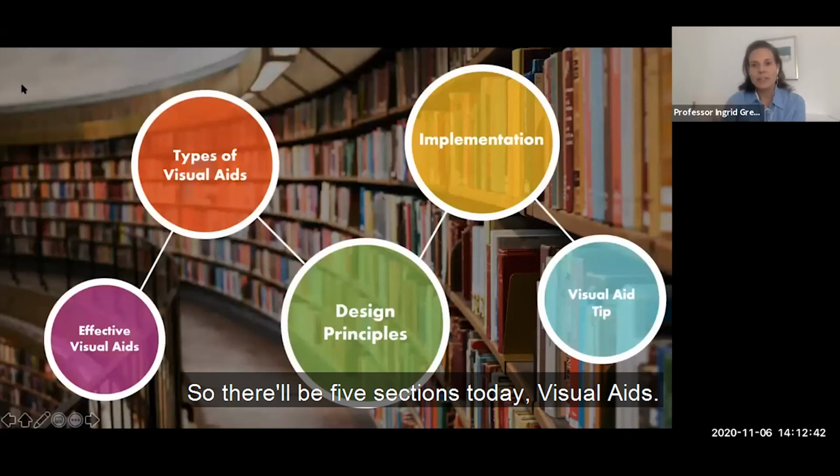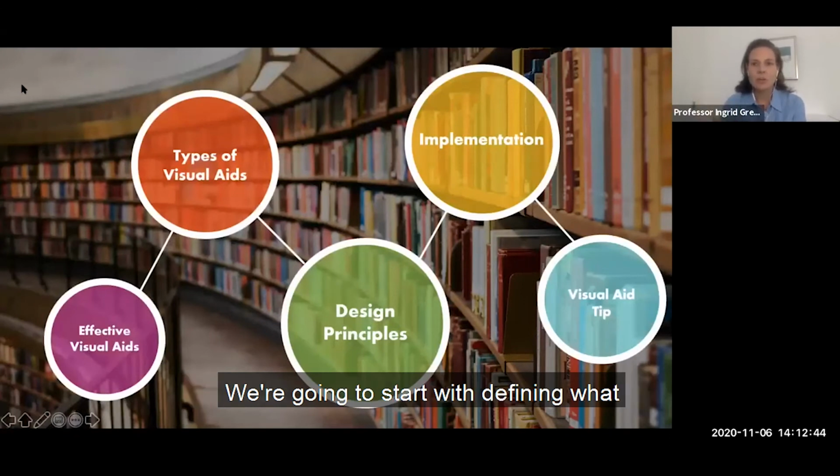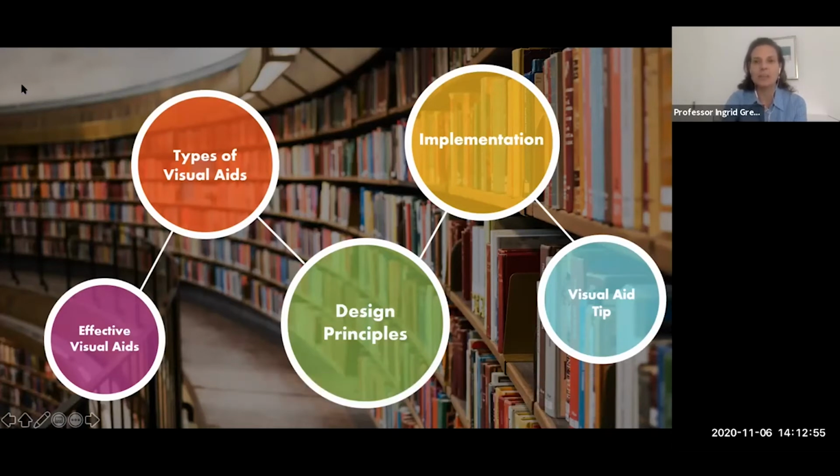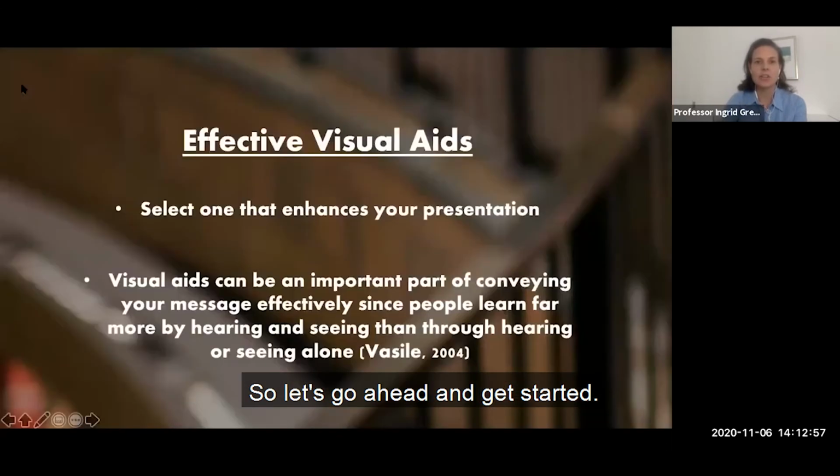So there'll be 5 sections today of visual aids. We're going to start with defining what is an effective visual aid. Then we're going to talk about the types of visual aids, the design principles, implementation, and then end with a visualization tip. So let's go ahead and get started.